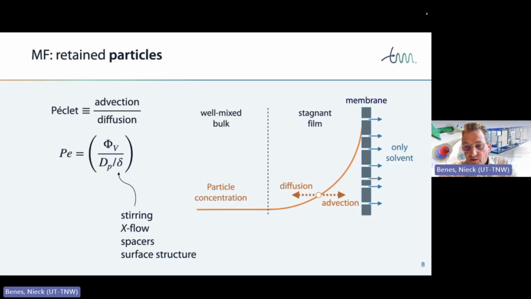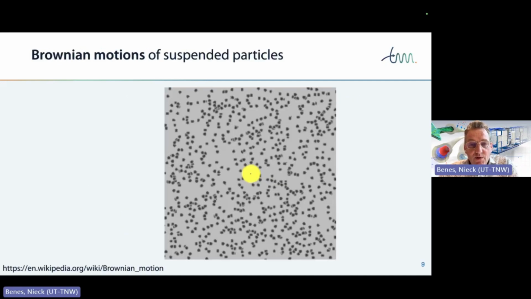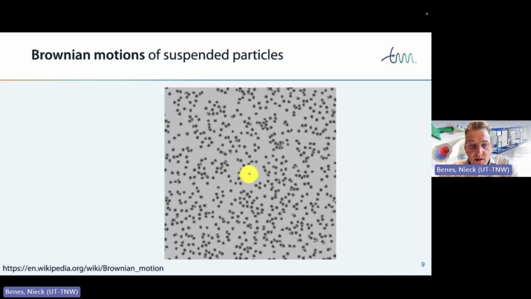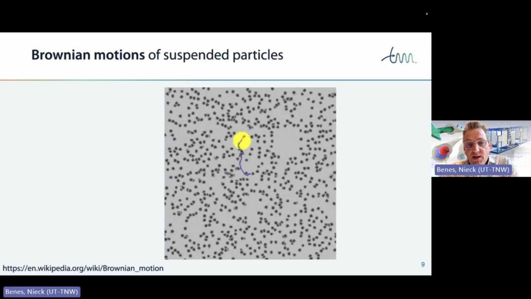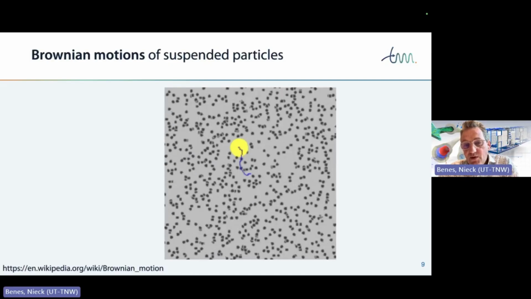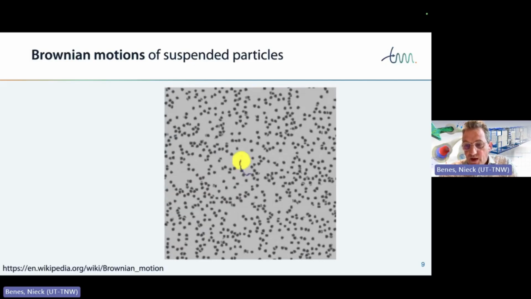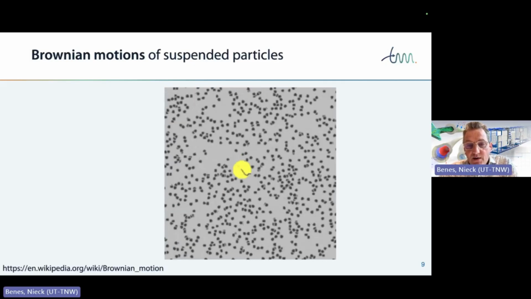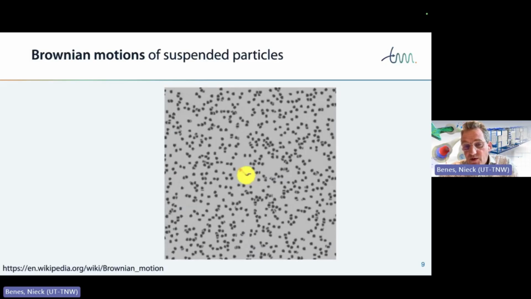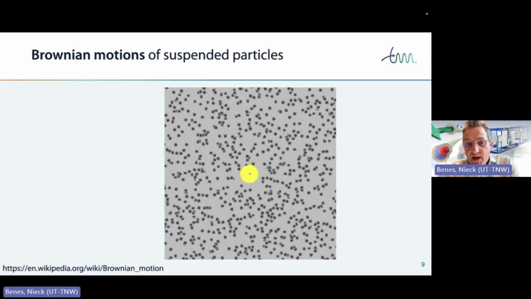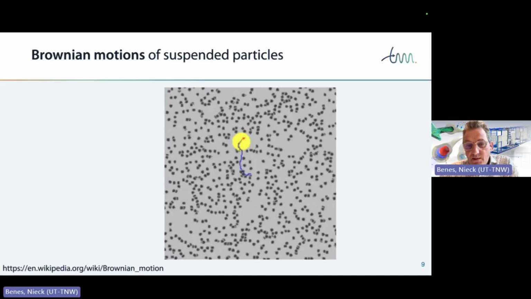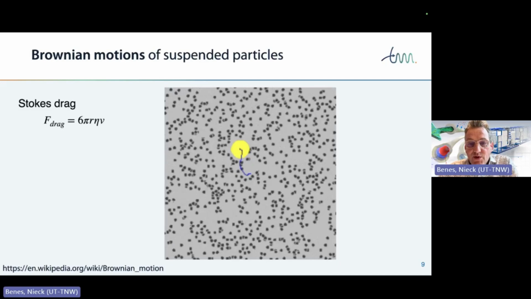So the diffusion coefficient of the particles is also important. How mobile these particles are will determine to a large extent how extensive the concentration polarization will be. So if we look at the system that you see here, these are particles in a liquid solution, then what we see is that these particles are moving, but you should realize that this is not a simple normal diffusion process. It's a Brownian motion. These particles are forced to move around by the water molecules that are colliding against them. And we can calculate quite simply how large the corresponding diffusion coefficient is.